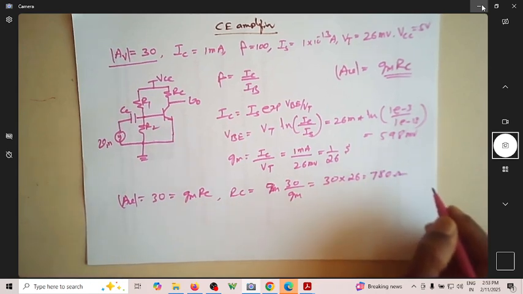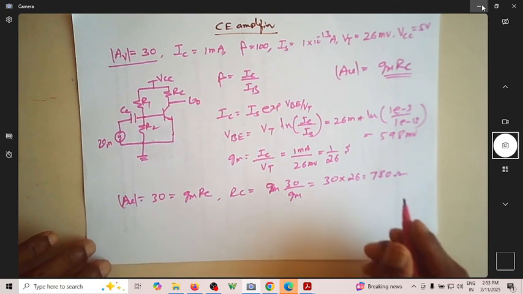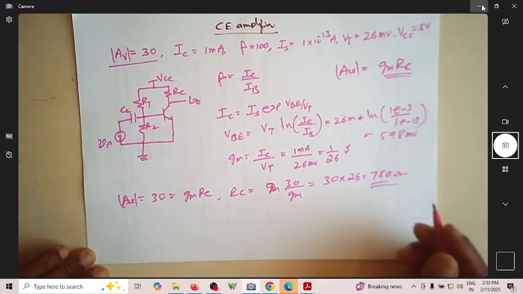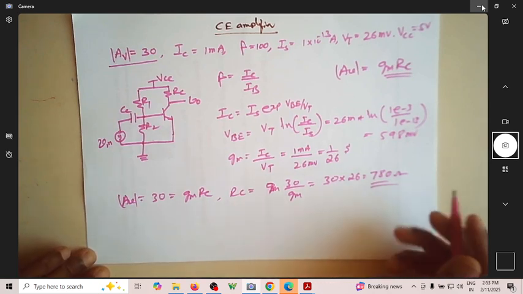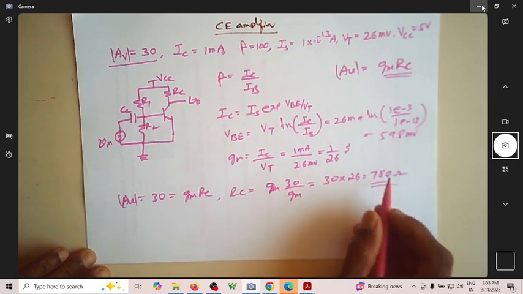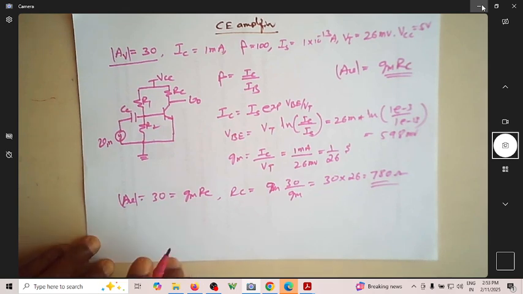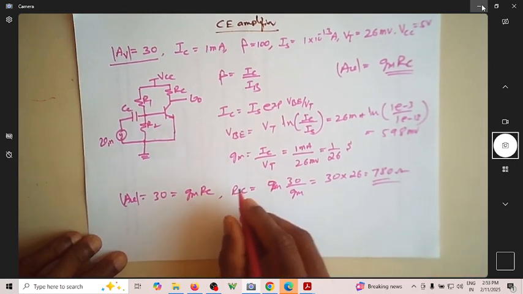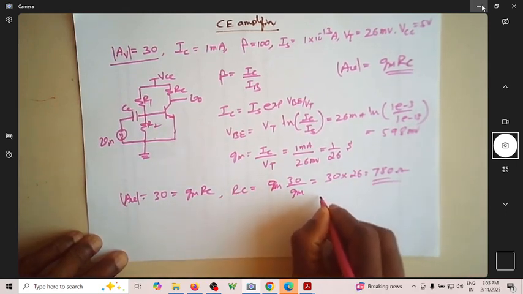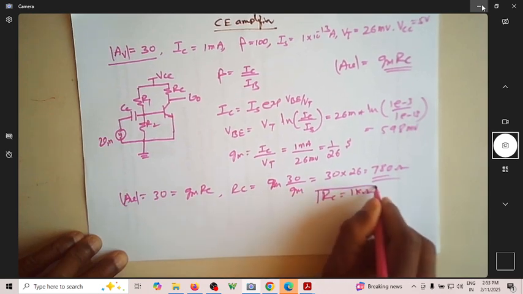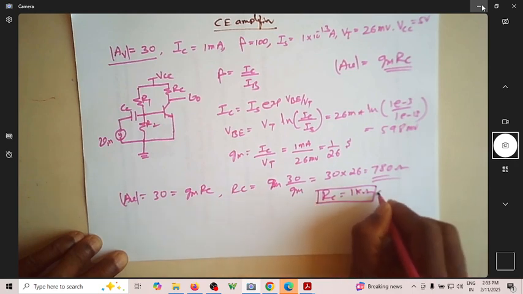I think we have a 680 ohm standard resistance, but this is 780 ohm. So maybe we can use the nearest possible value. The 680 is there. After 680, I don't think there is any standard value. What you can do is keep RC as 1 kilo ohm. This is what we choose.